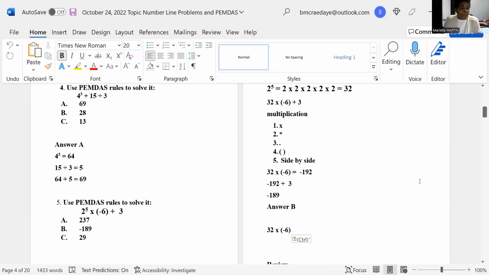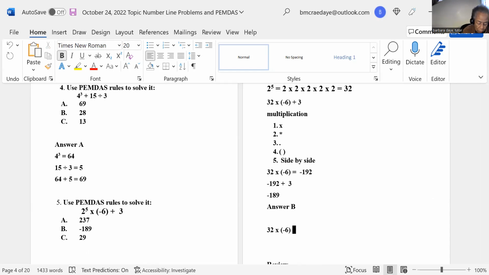I did it in the beginning. I started good, but at the end, I did it the wrong version. Yeah, because you got multiplication and addition mixed up. That's okay. But see, you could write this as 32 times negative 6.